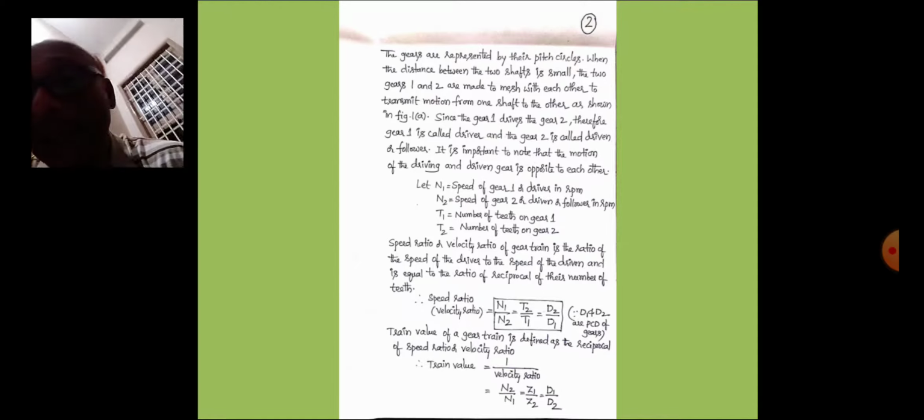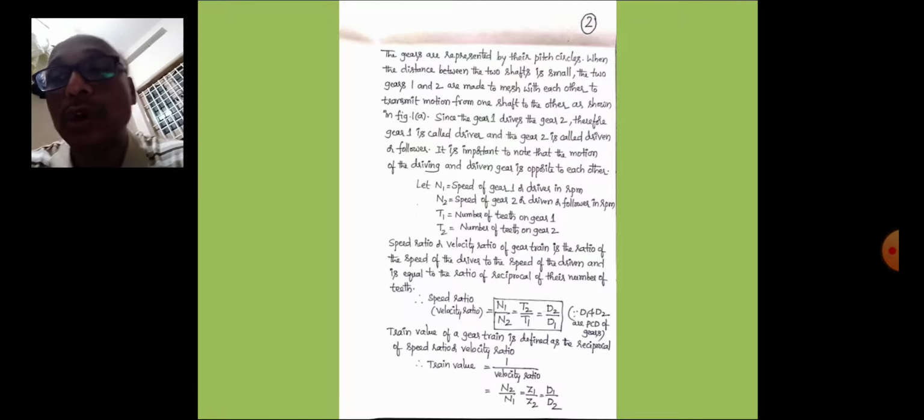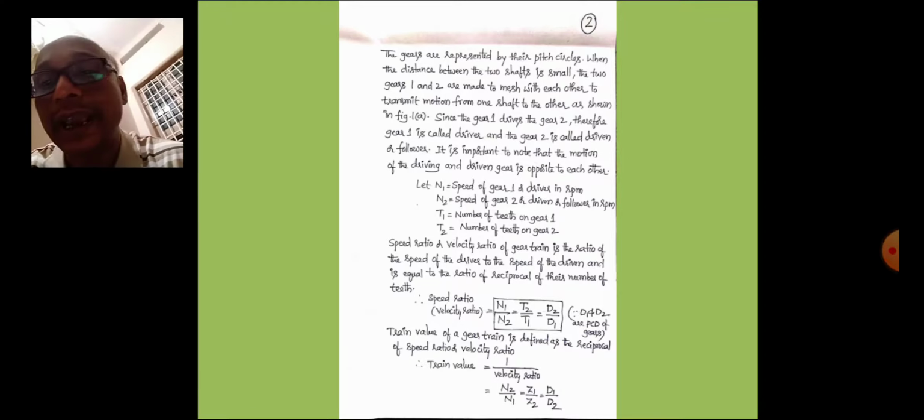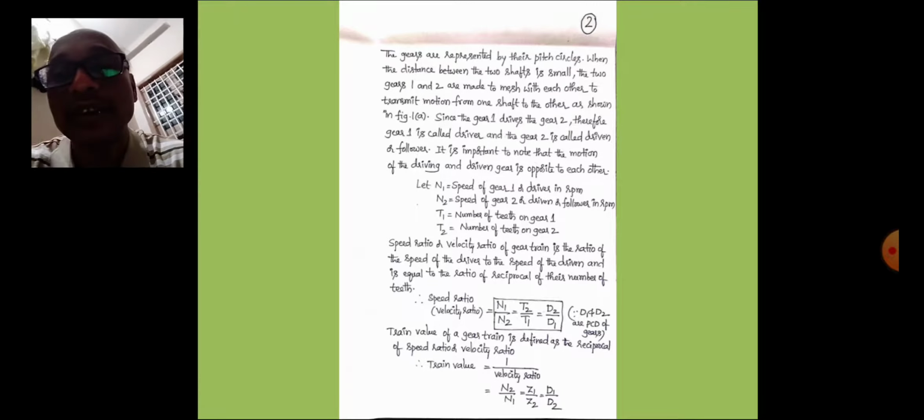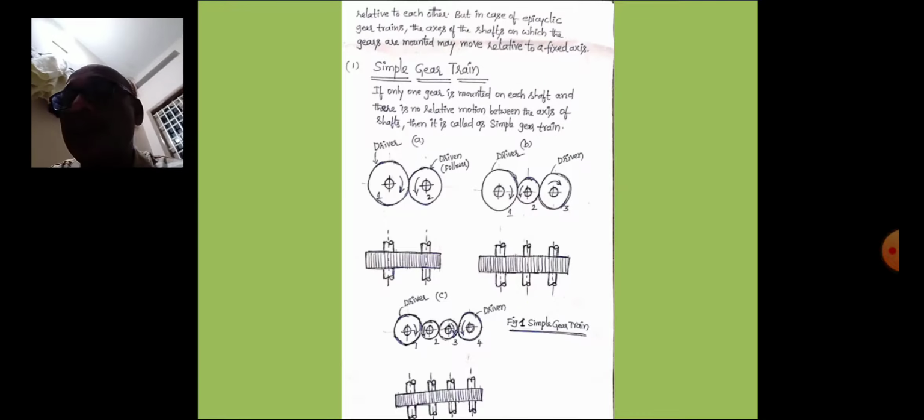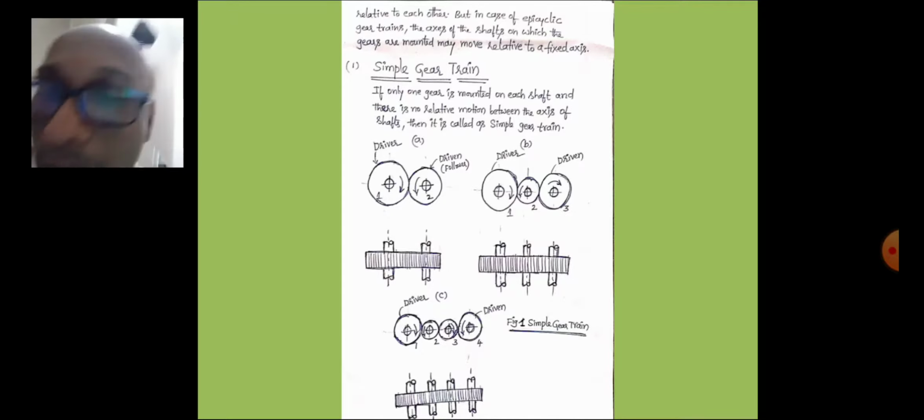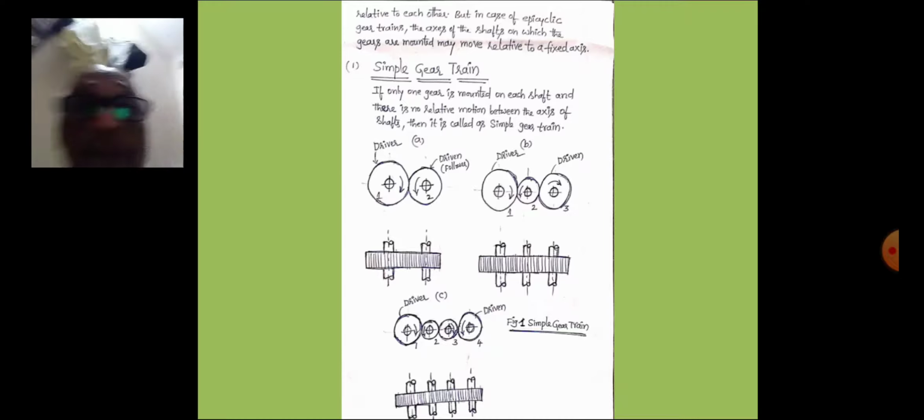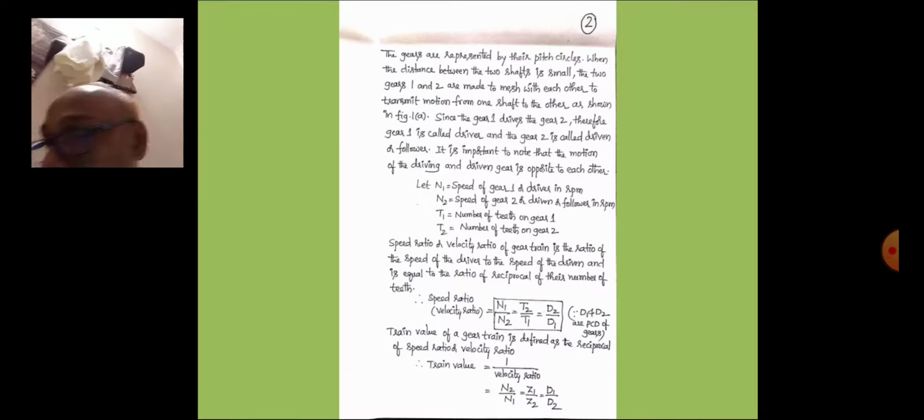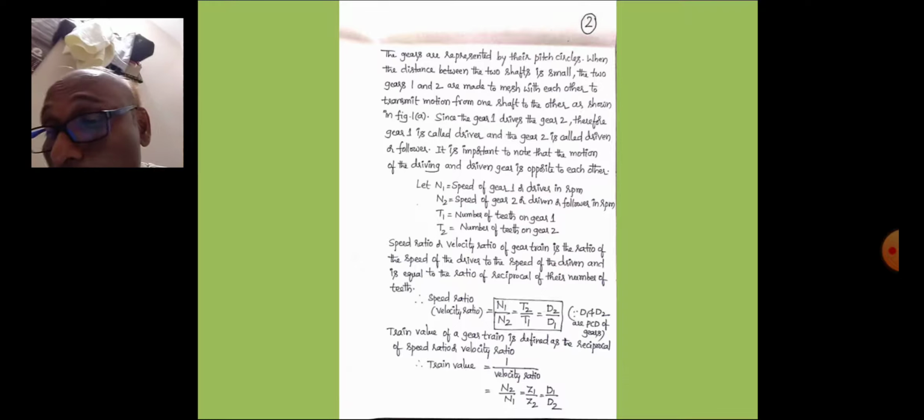Right. So let N1 be the speed of the driver in revolutions per minute, N2 the speed of the intermediate gear in revolutions per minute, and N3 the speed of the driven in revolutions per minute. Similarly, let T1 be the number of teeth on the driver, T2 the number of teeth on the intermediate gear, and T3 the number of teeth on the driven or the follower. Now, how to find the velocity ratio or speed ratio for this figure, that is figure number 1b.